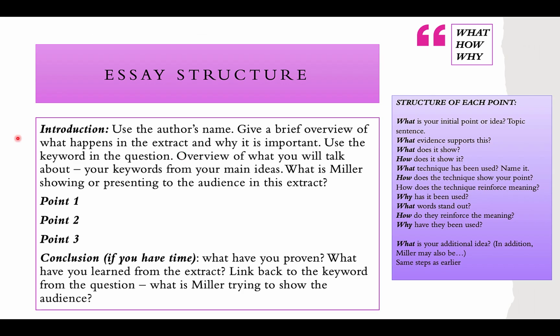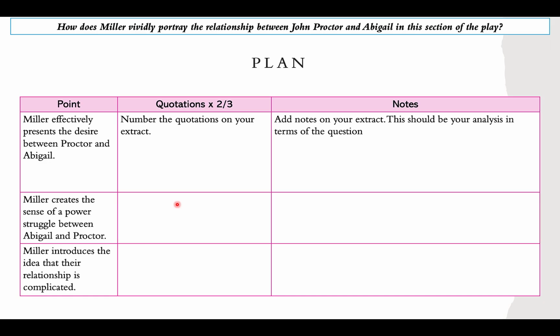So just going back to the essay structure. Try and follow this essay structure just to give your writing some coherence, some focus, some clarity. Very brief introduction, use the author's name, in this case it's Miller, give a brief overview of what happens in the extract, why it's important, really make sure that you're addressing the keyword in the question. Give an overview of what you're going to talk about. These are the keywords that you've got from your main idea, so these are all the ones that I've already got in my plan. So if we go quickly back to the plan here, we've got desire, we've got power struggle, and we've got the idea that their relationship is complicated. So all of that really should feed into my introduction.